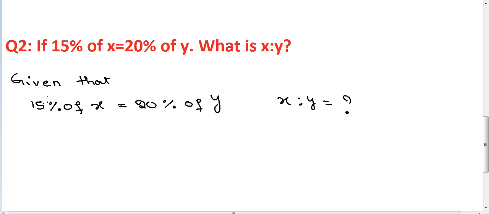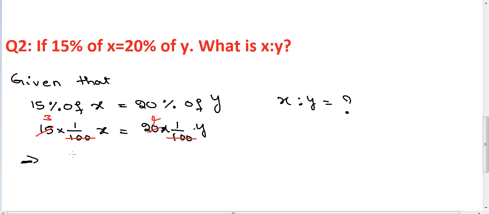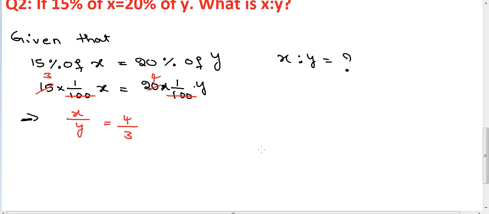15% means percent, equal to 1/100. So 15 into 1/100 of X equals 20 into 1/100 into Y. The 100 cancels. 15, 5 3s are 15, 5 4s are 20. Here X by Y equals 4/3. X is to Y equals 4 is to 3.